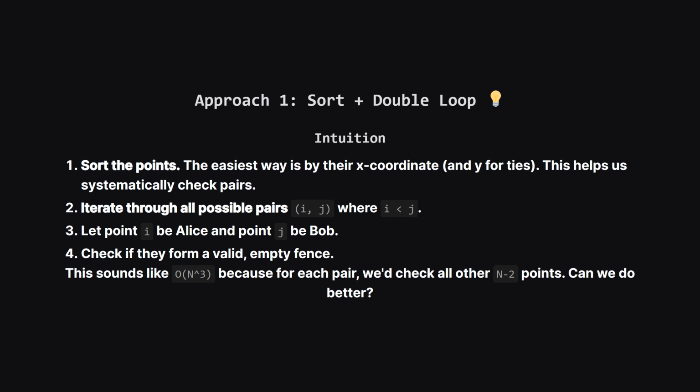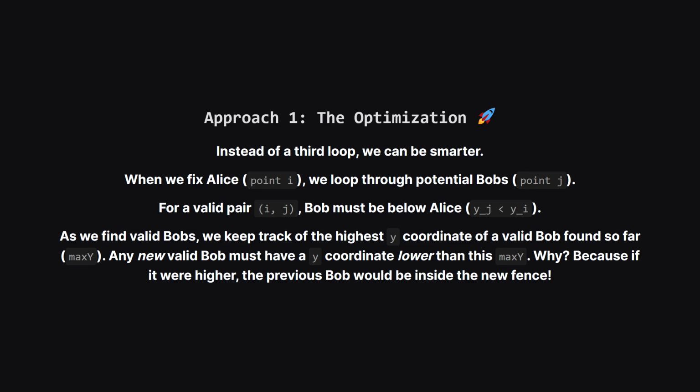We need an optimization. Let's fix our Alice. Now we'll scan through all the points to her right, looking for a good Bob. A point is a potential Bob if it's below Alice. As we find these potential Bobs, let's keep track of the highest y-coordinate we've seen among them so far. Let's call this maxY. Now, for the next potential Bob we find, its y-coordinate must be higher than our current maxY. If it's not, it means our previous best Bob would be inside this new taller fence, which isn't allowed. This little trick is the key to avoiding a third loop.